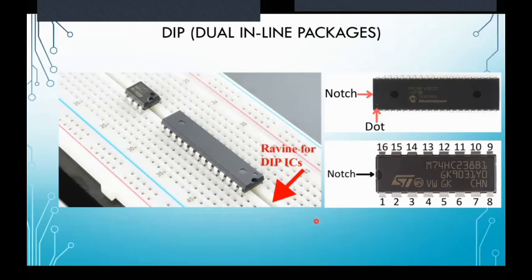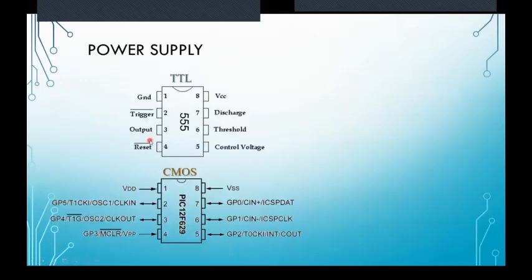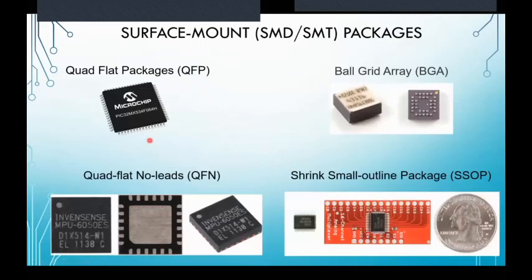So normally, when we design our own PCB, our own system, we do not use the dual inline package. Instead of that, we use one of these packages, either the quad flat package, or the QFN package, or the ball grid array, or the shrink small outline package. These are also different packages of the same IC. You can get microcontrollers in the dual inline package, and the same microcontroller will also be available in the QFP package or the QFN package.